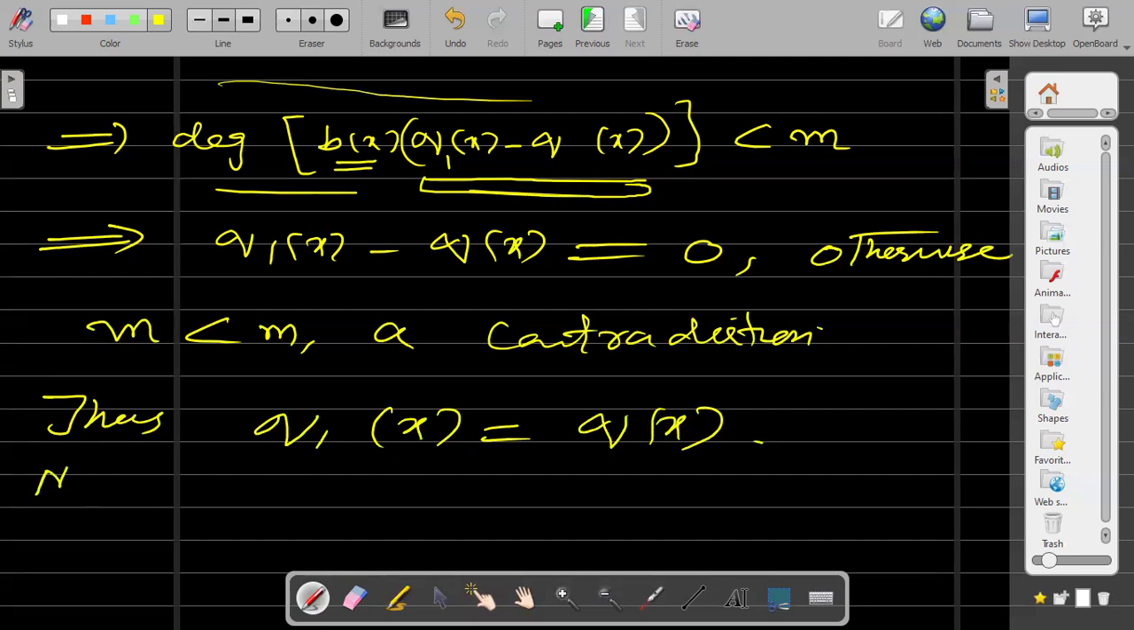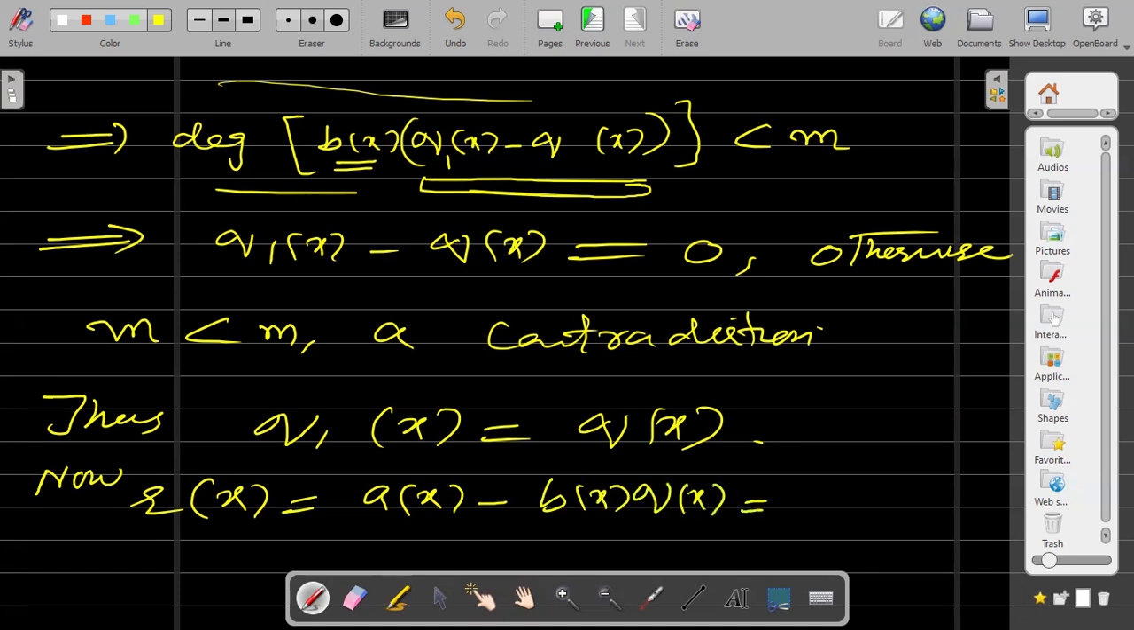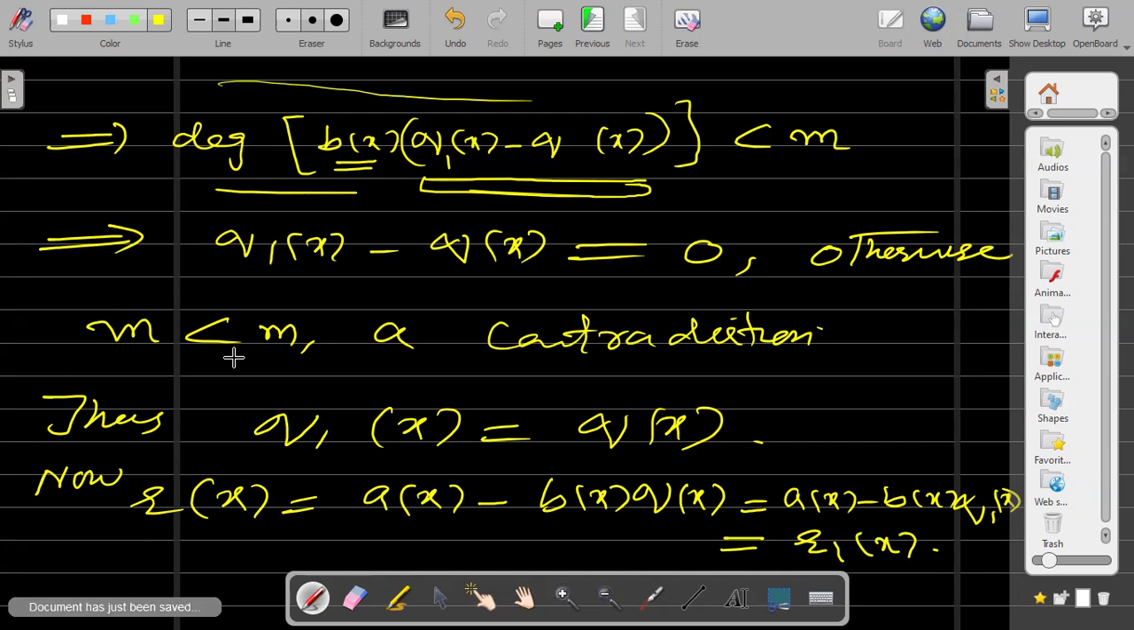Now let's see r(x). What's r(x)? r(x) is actually a(x) minus b(x) times q(x). But q(x) is same as q1(x). This is a(x) minus b(x) q1(x), and a(x) minus b(x) q1(x) is r1(x). So this proves both are equal. So that proves the uniqueness part.